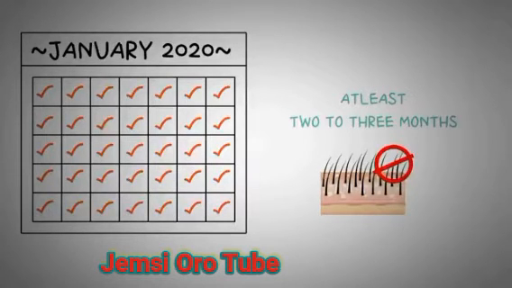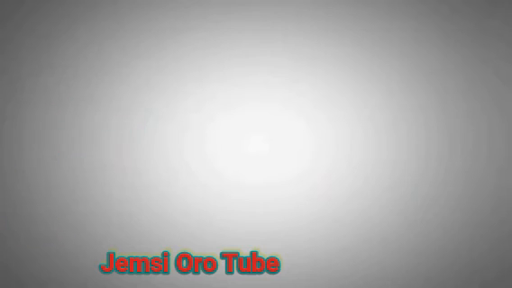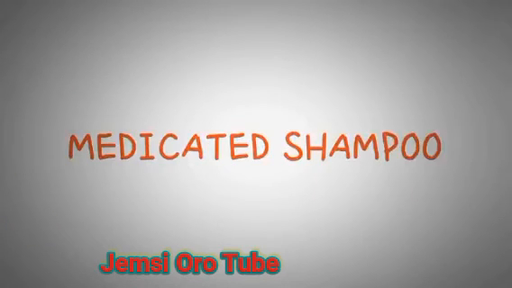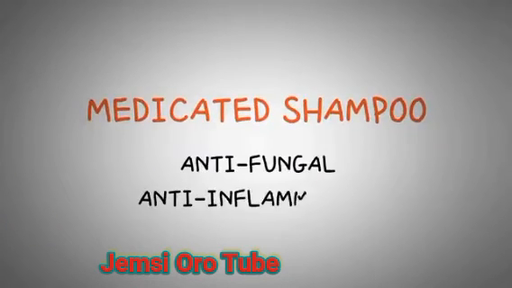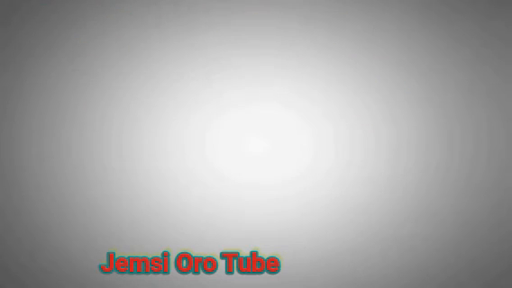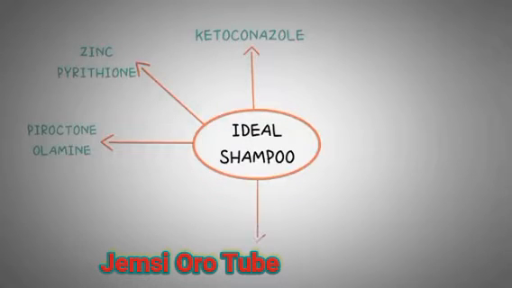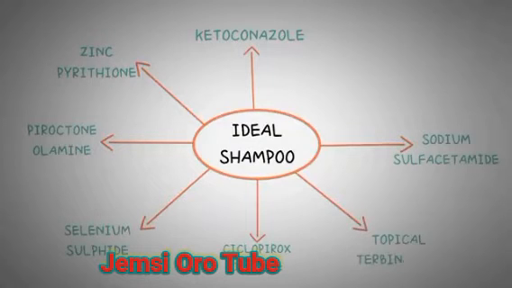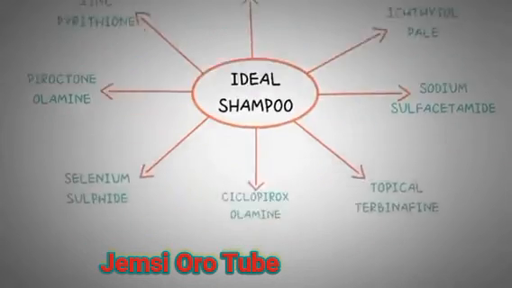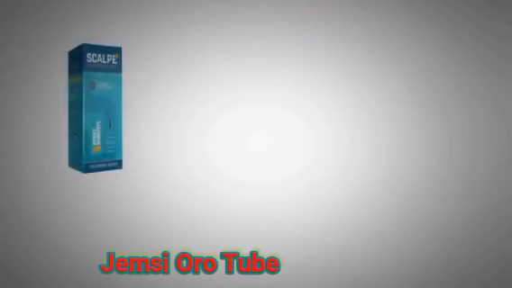With that said, let's look at the first line of treatment that is used for dandruff, which is medicated shampoos. Now, medicated shampoos which contain antifungal and anti-inflammatory drugs are most commonly used to treat dandruff. Shampoos containing compounds like ketoconazole, zinc pyrithione, piroctone olamine, ciclopirox olamine, selenium sulfide, sodium sulfacetamide, topical terbinafine, and ichthyol pale are most effective in treating dandruff. These compounds have antifungal properties and they reduce the number and proliferation of Malassezia fungus on your scalp.